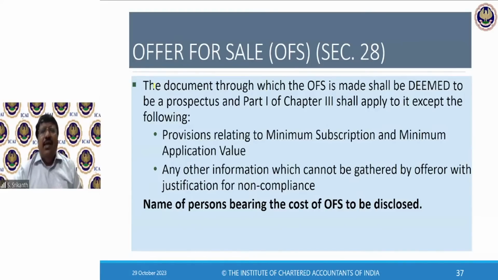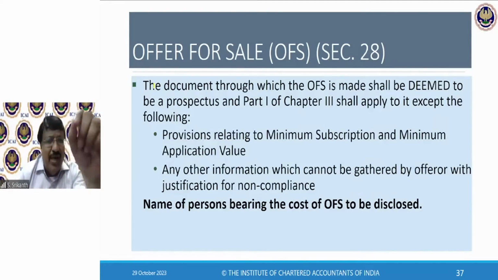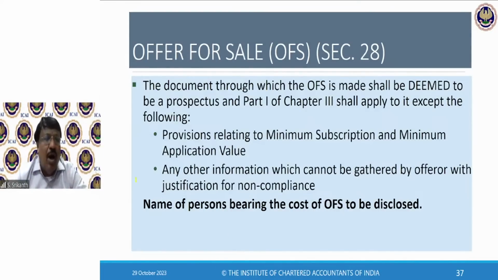Now, see, the prospectus is supposed to be given in the format of Schedule 2, in the format given by SEBI. But some information will be available only with the company. Therefore, they should clearly state in the offer for sale document that this information cannot be gathered by the offeror. Also, who are the people bearing the cost of the OFS to be disclosed? Who are the people bearing the cost? So, they'll be giving a list of people who are making the offer for sale.